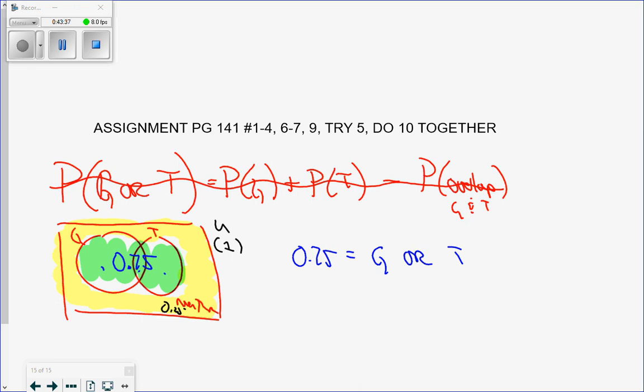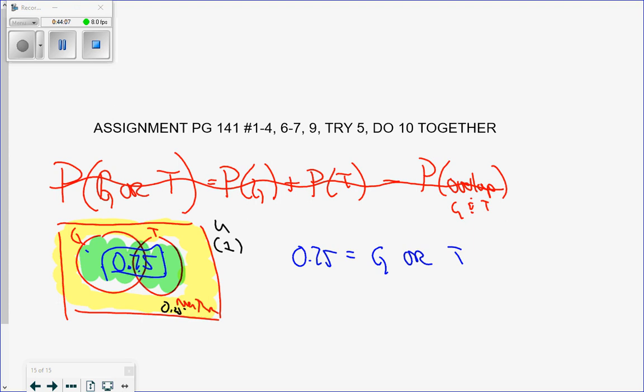Does that make sense? So if you read the question, what's the probability that he'll do at least one of these activities? It's saying golf or tennis, at least one of the activities. So the answer is just 0.75. At least one means golf or tennis or both, right? That's what at least one means. So for me, the Venn diagram makes way more sense on this question than the formula.